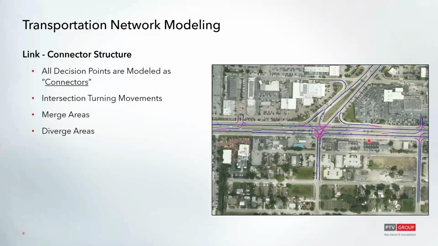And then any decision points are going to be modeled with connectors, and so those will show up as pink here. And the connectors are going to be used to model all the intersection turning movements and also any merge and diverge areas, really any place where you need to connect links, as well as if there were any lane additions or lane drop areas.